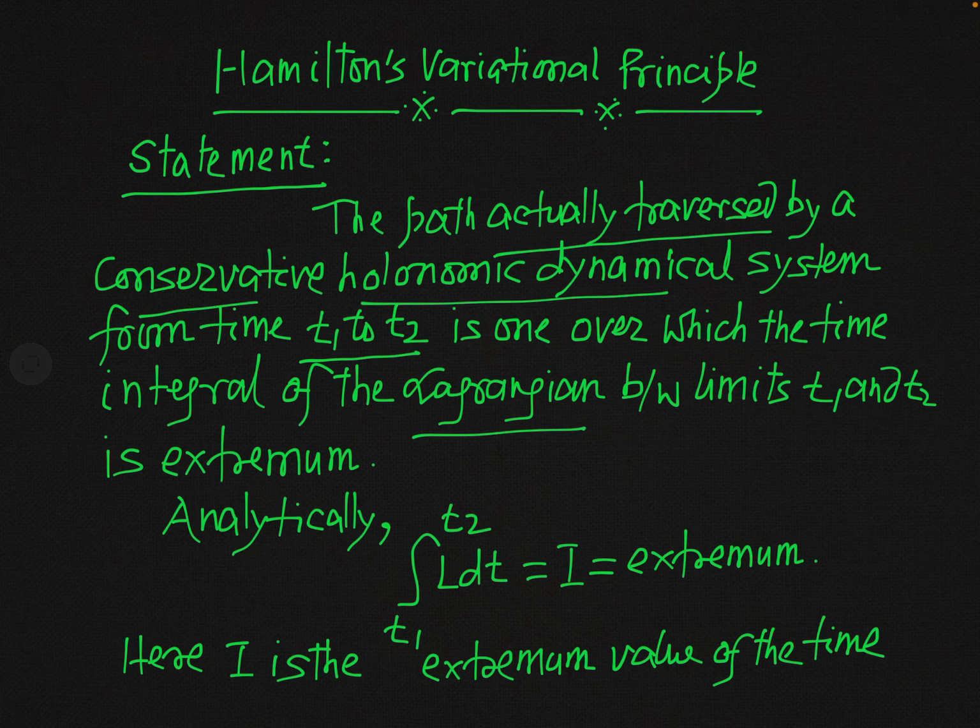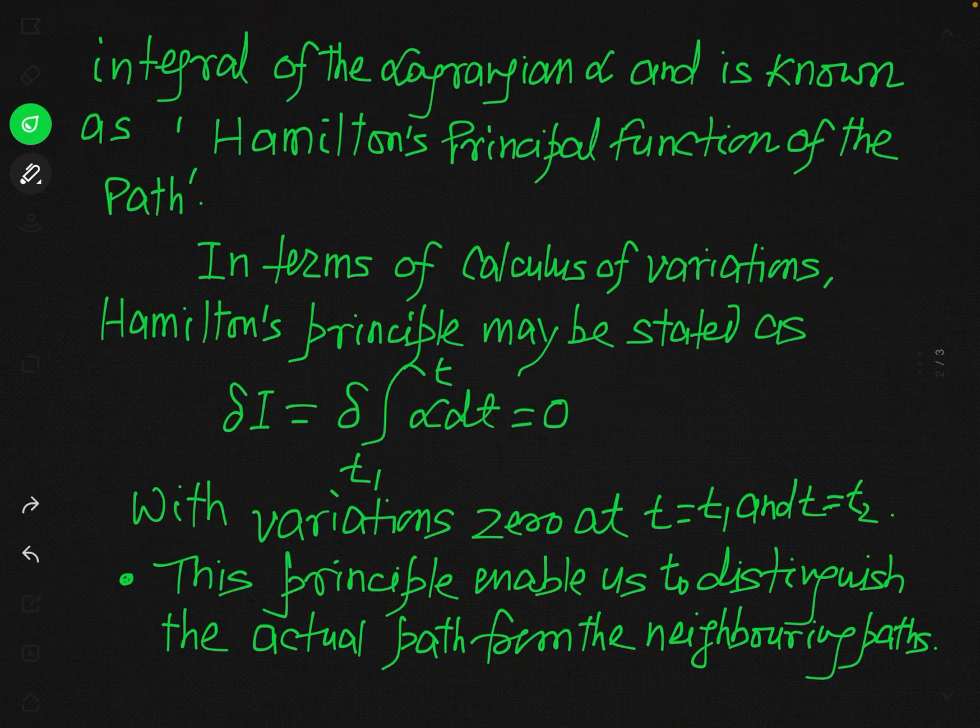It means you can say that the path along which the time integral of Lagrangian L of the system between time t1 and t2 will be extremum, that will be the actual path of motion of the dynamical system. In fact, mathematically we say that the integral from t1 to t2 of L dt equals I, and that is extremum. Here I is the extremum value of the integral of the Lagrangian L, and this is known as Hamilton's variational function of the path.